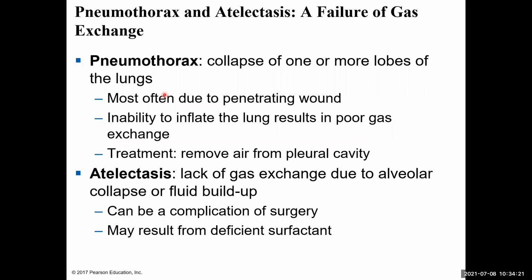So some final ones are pneumothorax, which is where one of the lobes in your lungs collapses. Usually this is due to a wound that has penetrated the body and the lung, and led to an inability of that lung to inflate. And since it can't inflate, you don't have appropriate gas exchange. So what you would do is remove the air from the pleural cavity, and that would help to reinflate the lung.